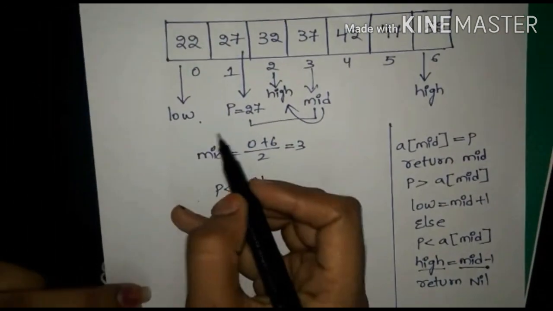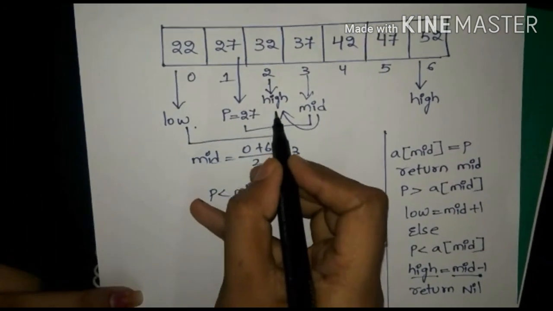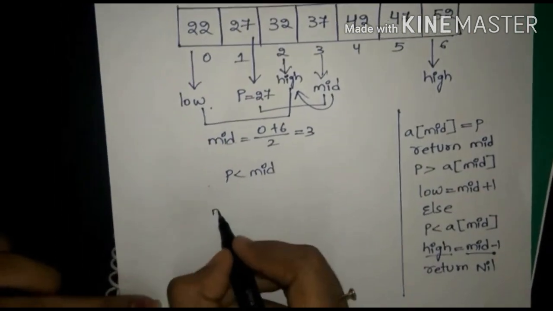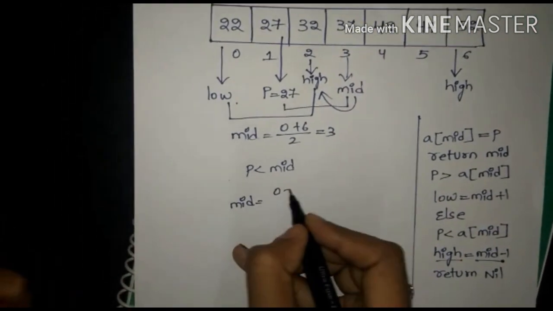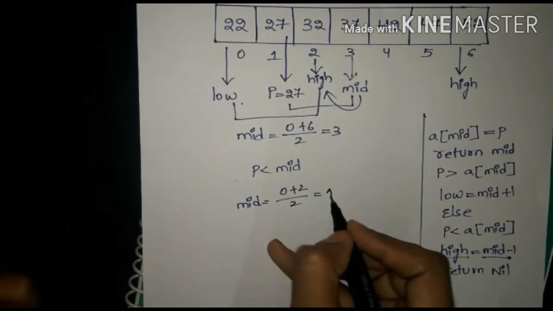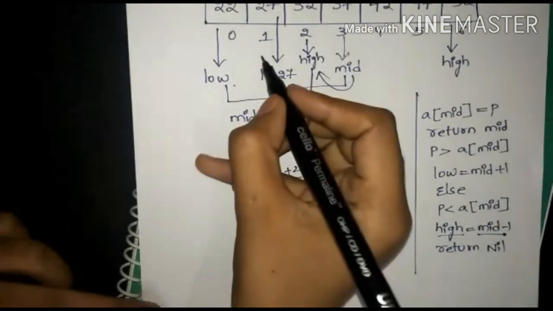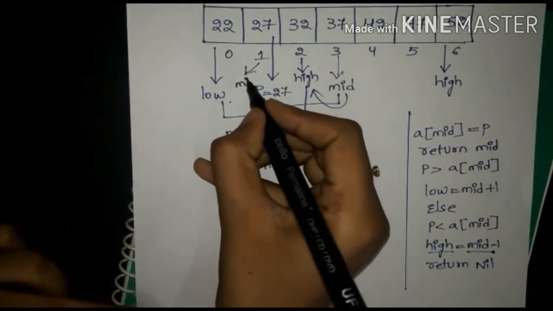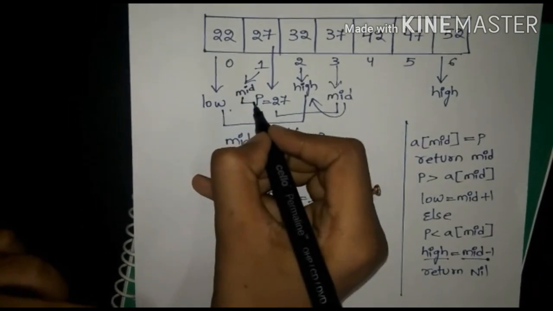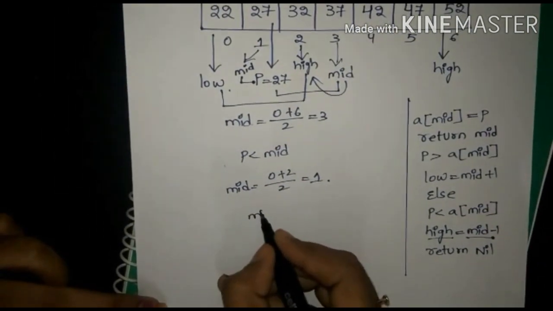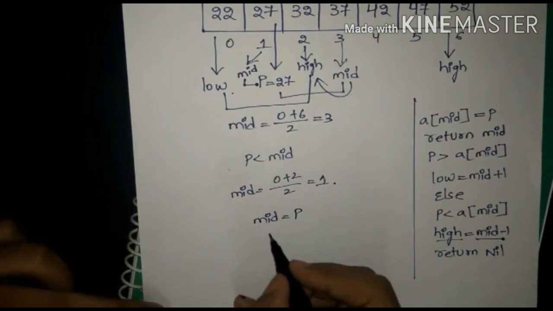So it is a loop. Again we have to find the mid value. Now mid is equal to (0 plus 2) by 2, which is 1. Now mid will be at 1. Again we compare our target value with the mid value, which is equal. So it will return the value 1.